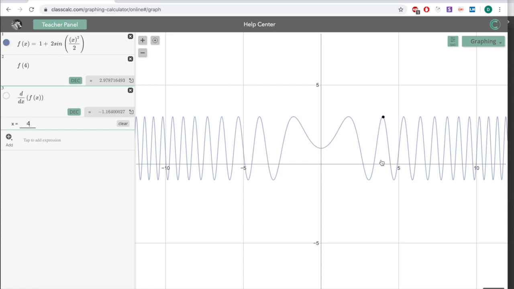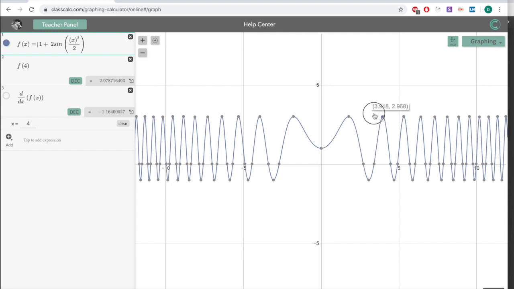This is our function again, and on the interval from 0 to 3, we see right around here, the only zero we have is right here, so it only changes direction once at t equals 2.7.